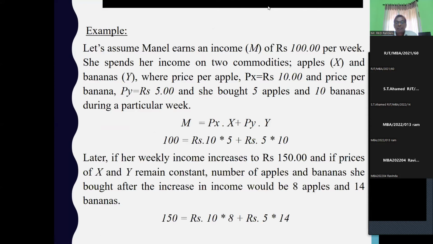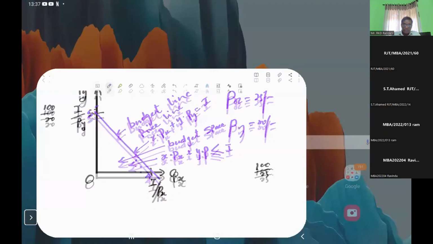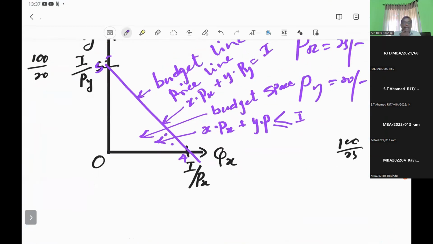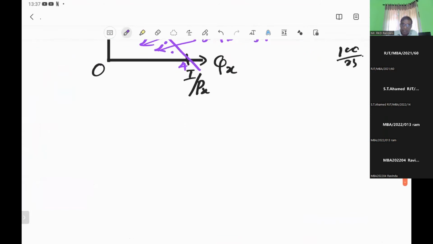You can see it in the graph. This is the budget line already derived. The budget line can change due to two reasons. One is a change in the income for the period, a change in the income.